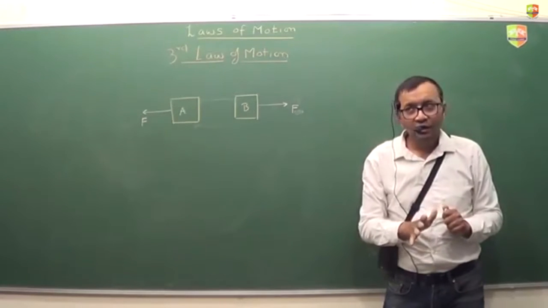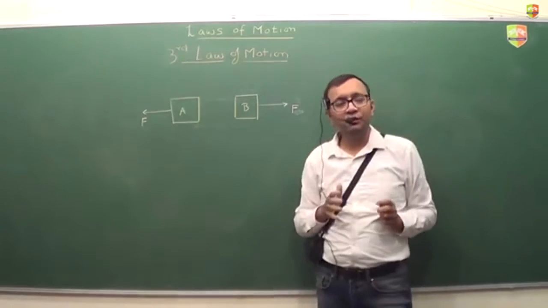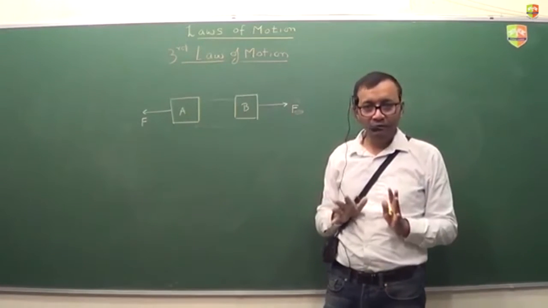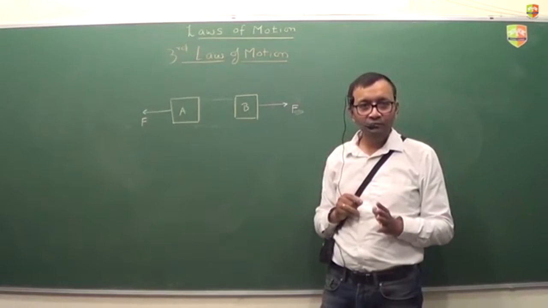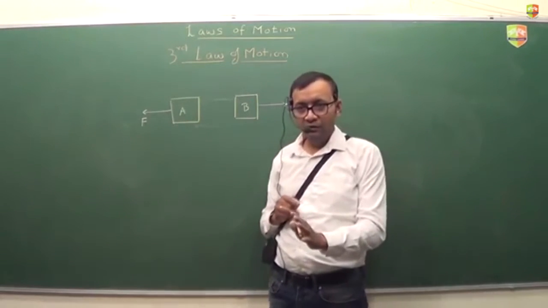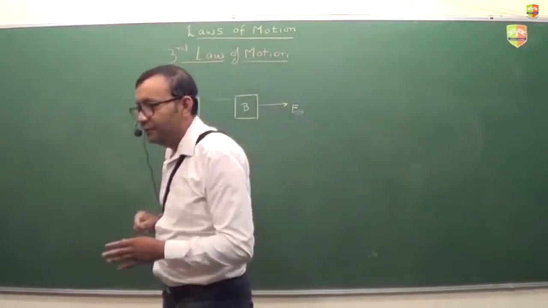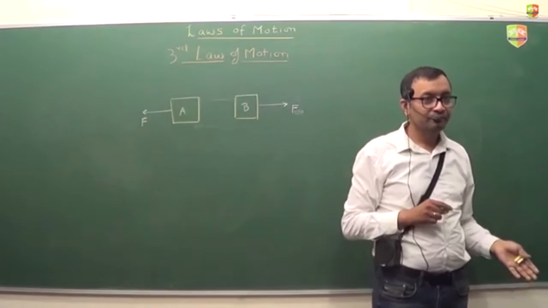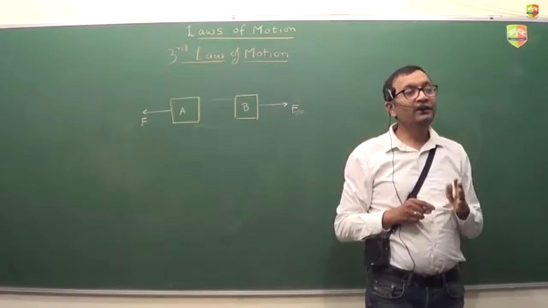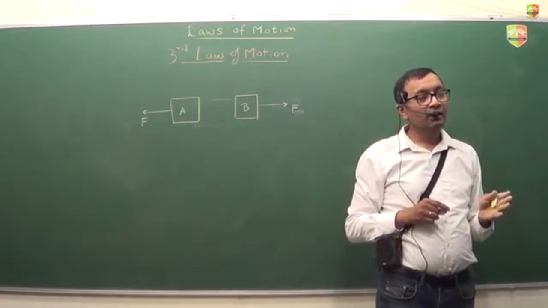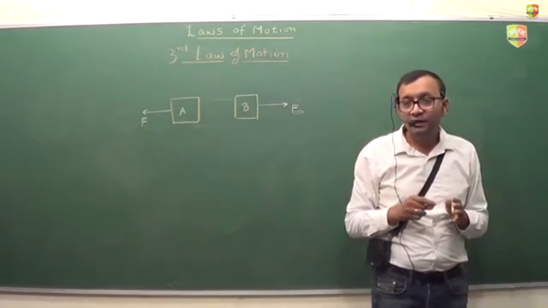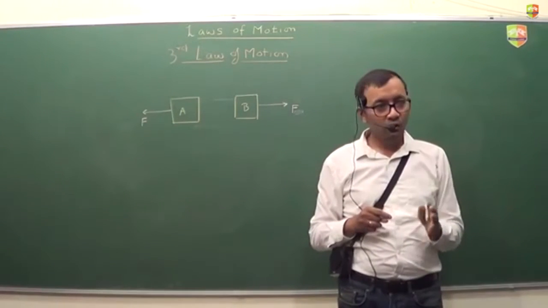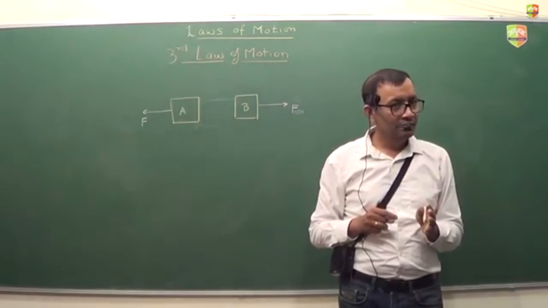Getting it? So if there is a force in this universe, somebody will be applying that force. Yes or no? So on that object or person, there will be an equal and opposite force also applied. Fine? So in this universe, the total force is zero. Total force on the universe is zero.